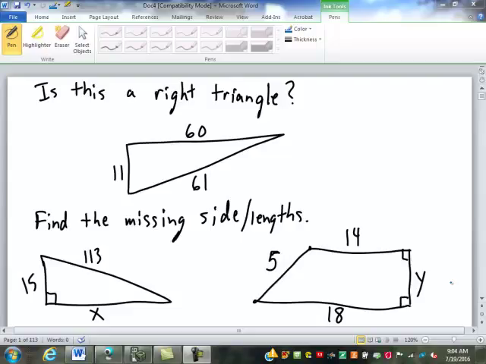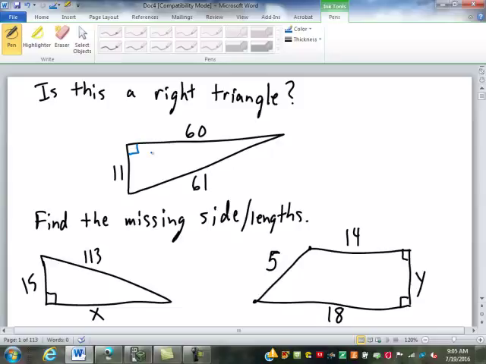Okay, so for this first one, to decide if that's a right triangle, we first have to decide what angle is going to be our candidate to be the right angle. Which is the only angle here that could be a right angle? The top left, the one between the 11 and the 60. Why? Well, because in the picture it looks like it's closer to the right angle.